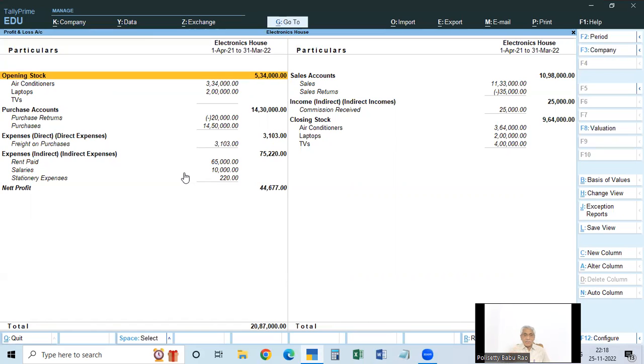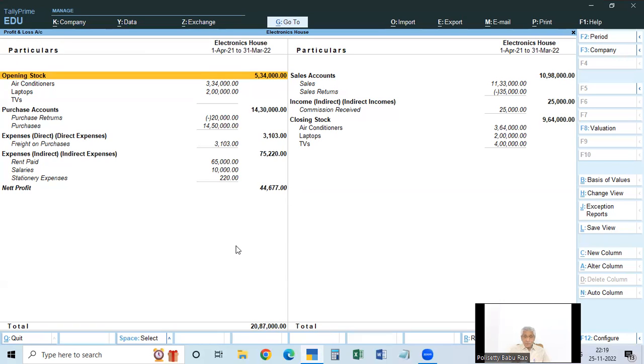But in TallyPrime, it is called only profit and loss account. It is showing net profit only. In the manual accounting, we prepare the trading account, which shows a profit called gross profit, and then the net profit below. Here it is showing net profit. It is not showing gross profit because it is not prepared in two parts, only one part. The total account is called profit and loss account.